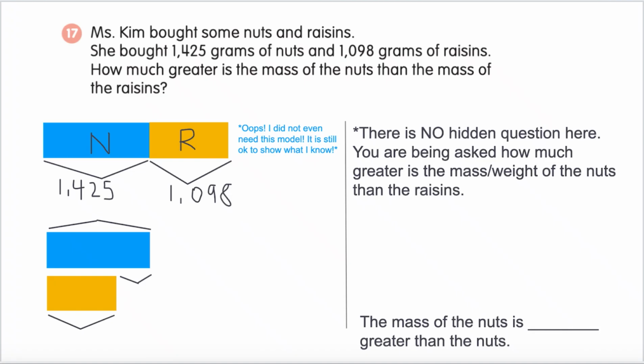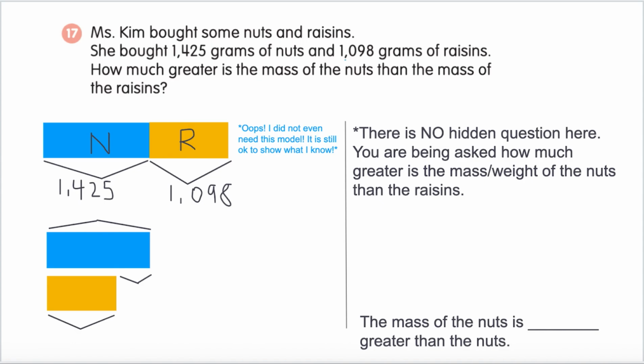Miss Kim bought some nuts and raisins. She bought 1,425 grams of nuts and 1,098 grams of raisins. How much greater is the mass of the nuts than the mass of the raisins? So grams, it's a unit of weight.